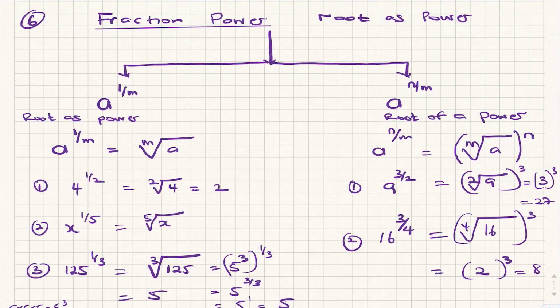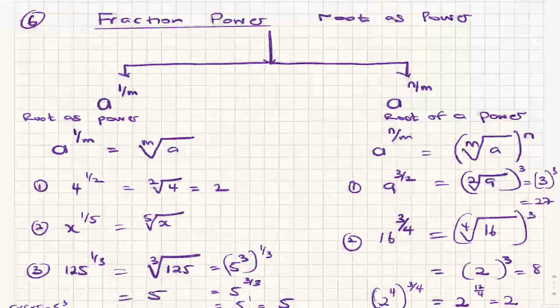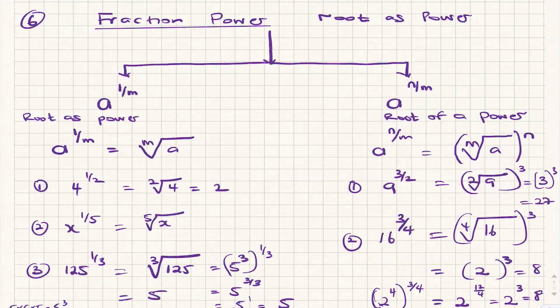Another way to do that is, 16 is 2 to the power 4. So you could do 2 to the power 4 times 3 over 4, and that will be 2 to the power of, well, you could do 12 over 4, which is 2 to the power of 3, and that is 8 as well. So that's another way you could do it.